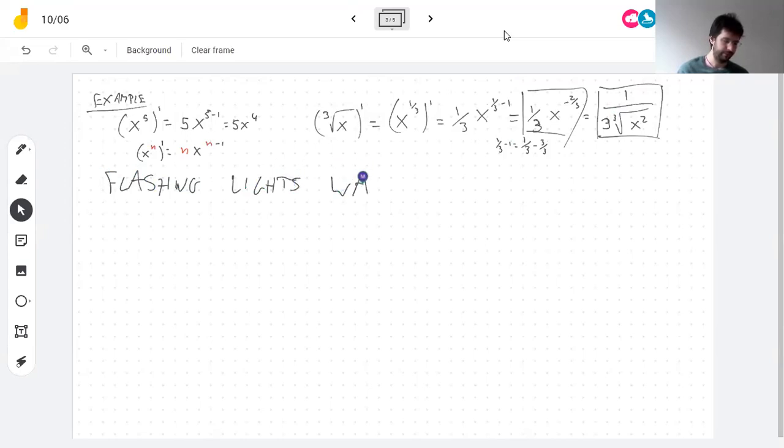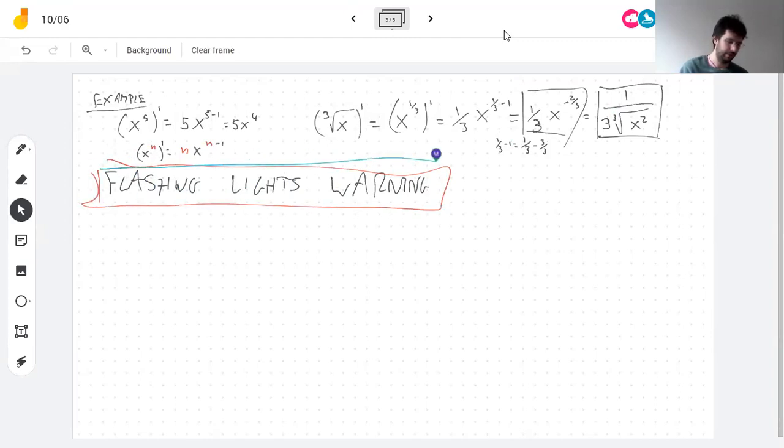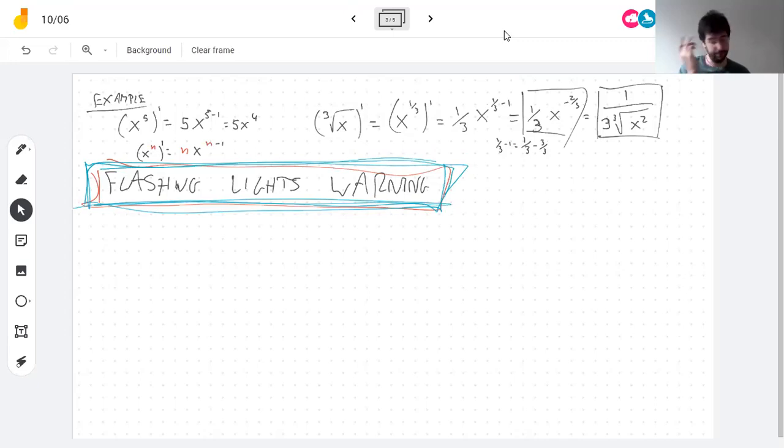Big warning. I don't know how to emphasize this. So, this is the power rule. The power rule only works. So, this formula, x to the n, the derivative is n x to the n minus 1, only works for things that are x to the power of a constant.